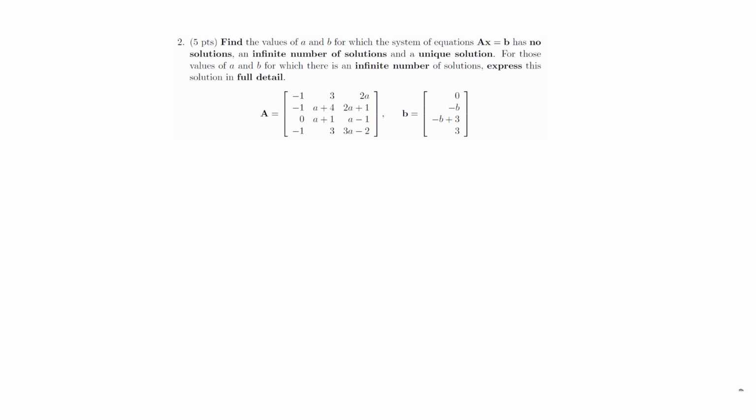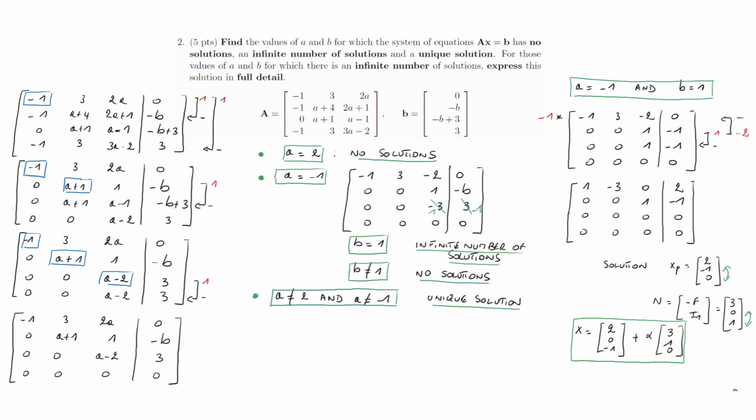In this second part of the exam, you have to solve a system of equations that is given, and you have to find the values of lowercase a and b for which this system of equations has no solutions, an infinite number of solutions, and a unique solution. For those values of a and b where you have an infinite number of solutions, you have to express this solution in full detail. So what we'll do is write the augmented system. Here we have the matrix A, and here you see the independent term with the b's, right?